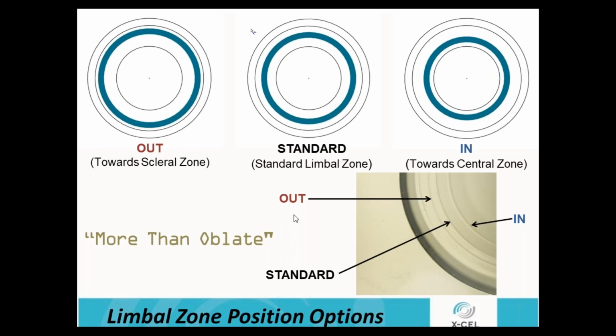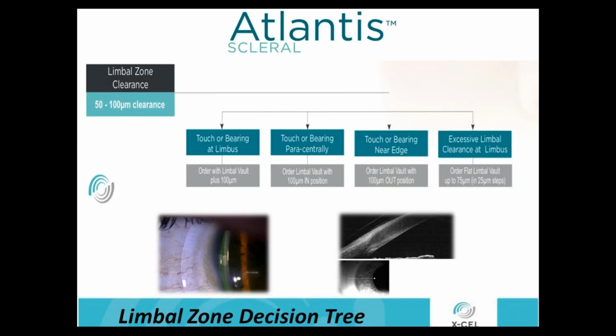This portion will... okay, Santiago's got it. We're talking about the flatter central corneas. So again, we can just manipulate our limbal zone up or down. Going back to my evaluation process. So what do I want to see? What is my goal? What am I seeing? And then what change do I make? So if I had touch or bearing paracentrally, I can increase my limbal zone, and then I can move the position.